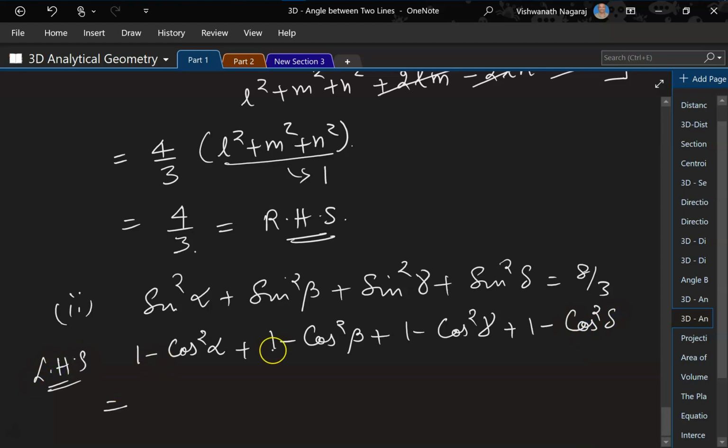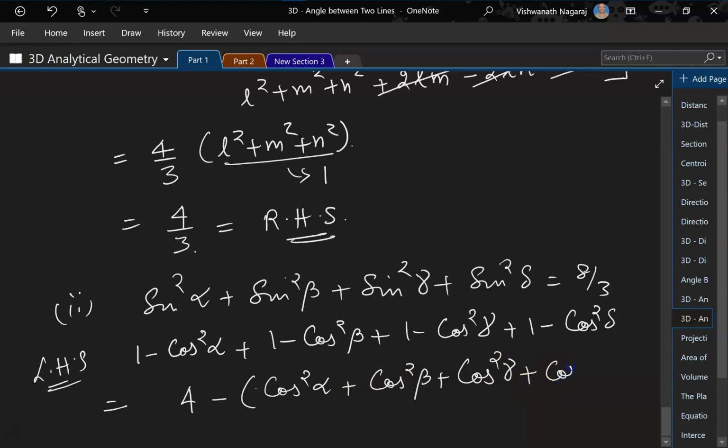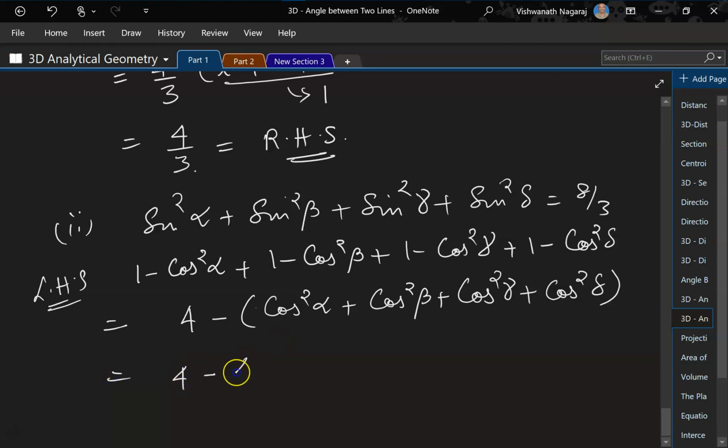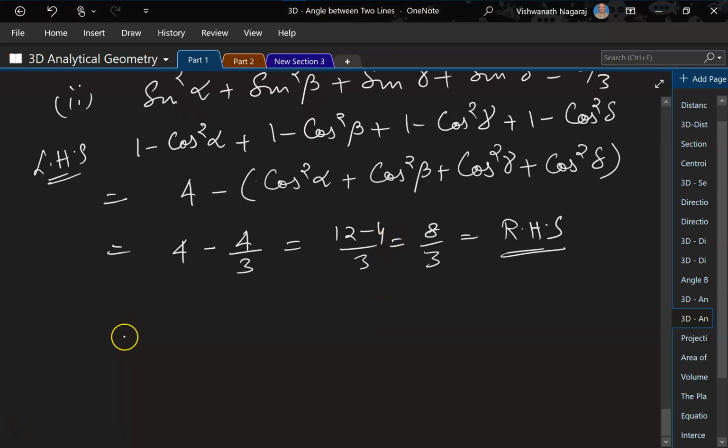So this would be what? 1, 2, 3, 4. So 4 minus, is common, let's take it out, cos square alpha plus cos square beta plus cos square gamma plus cos square delta. And we know what this is. This is 4 by 3, so 4 minus 4 by 3, which is 8 by 3, which is the RHS. Okay. So that is some additional problems with respect to the angle between two lines.